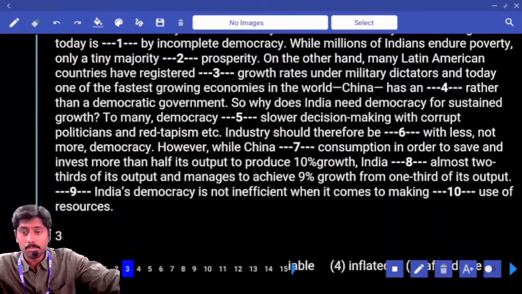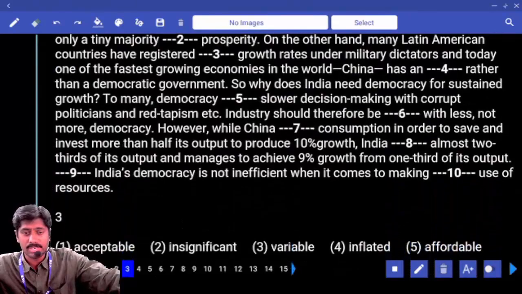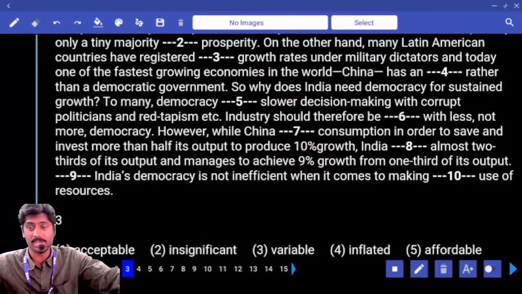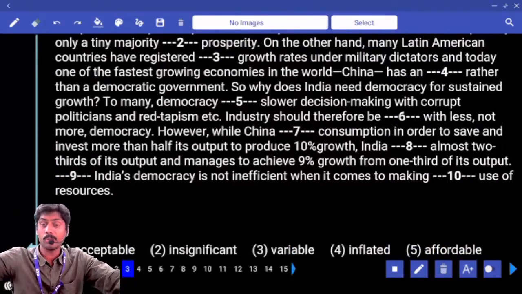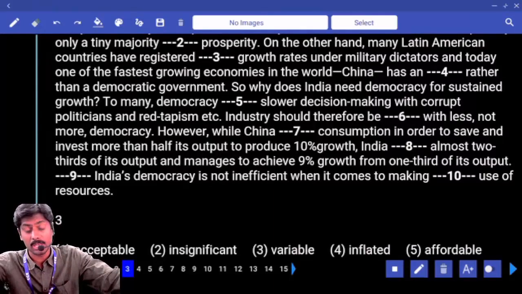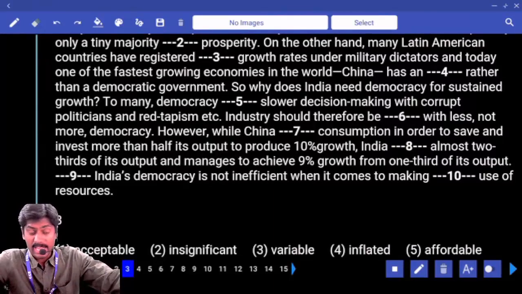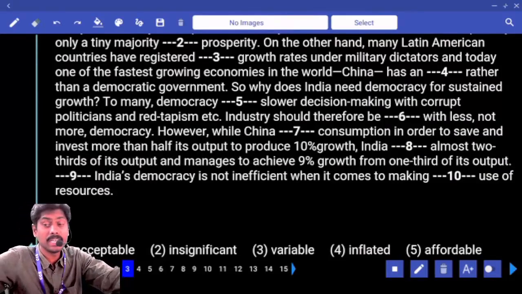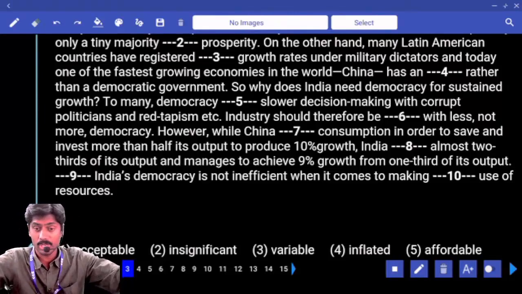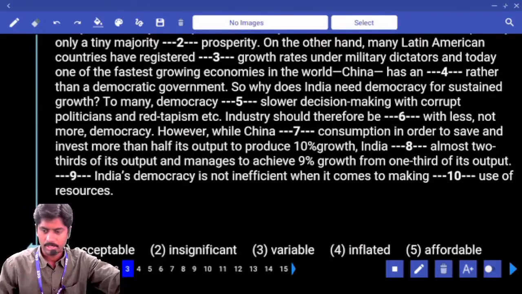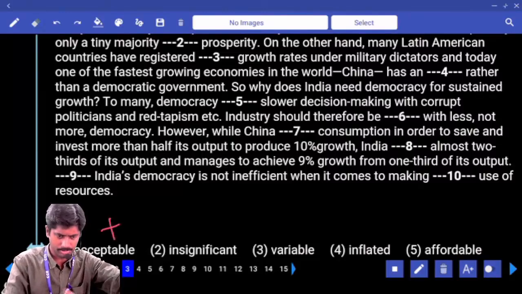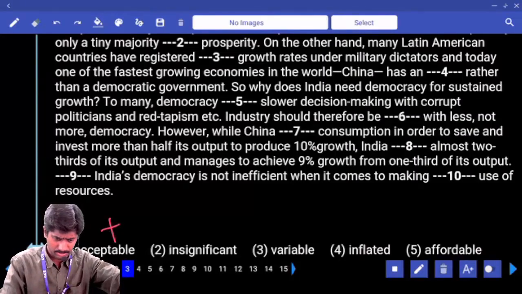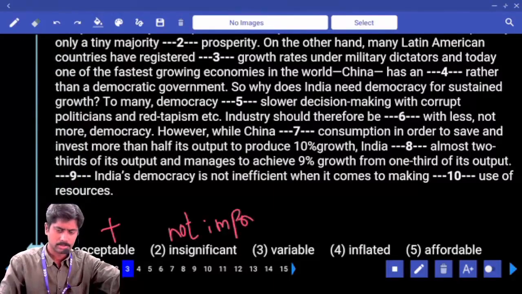On the other hand, many Latin American countries have registered dash growth rates under military dictators. On the other hand means he is comparing, telling about some other thing. Latin American countries have registered dash growth rates under military dictators and today are one of the fastest growing economies in the world. Acceptable, okay, positive. Insignificant means not that important. Negative.